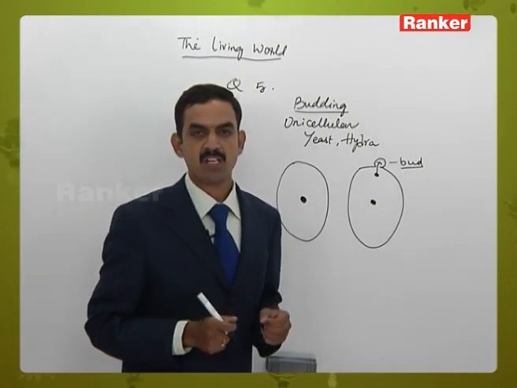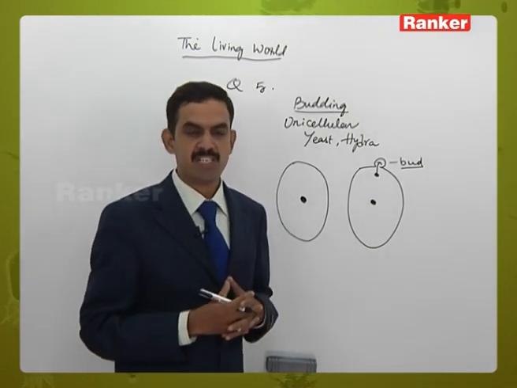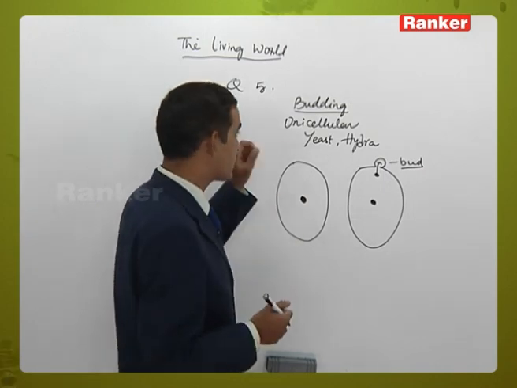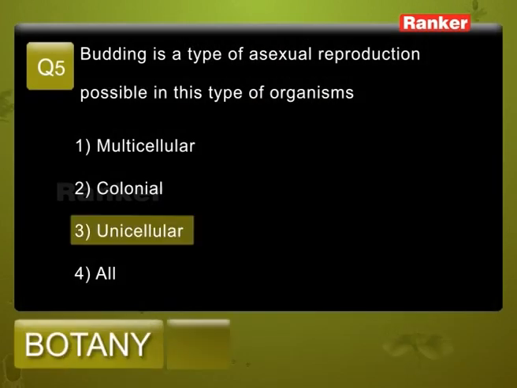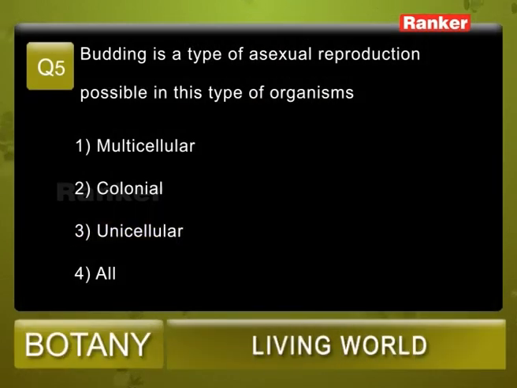So this method of asexual reproduction is called the budding process. This is seen in unicellular organisms like yeast. So question number 5, the correct answer is 3.